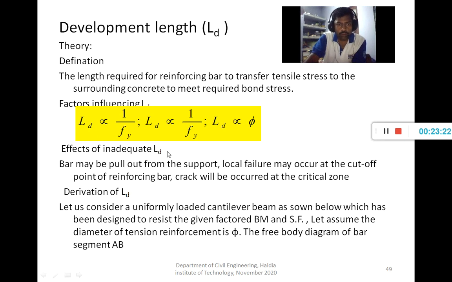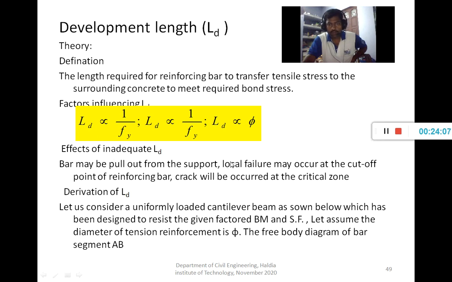Now the effects of inadequate Ld. If the development lengths are not checked properly and less development length is used, then what happens? The bar may be pulled out from the support. The bar is anchored inside the support, so it may be pulled out if the development length is inadequate. So finally the local failure will take place.